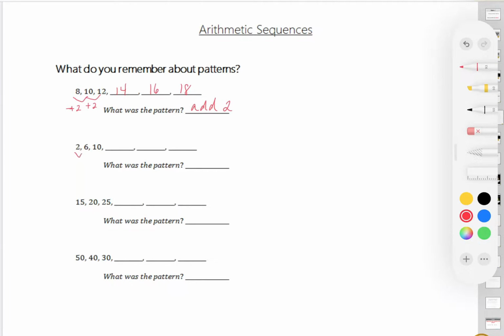Go ahead and try the same thing here. From 2 to 6, from 6 to 10, what's that pattern? In this pattern here, they are adding 4. 2 plus 4 is 6, 6 plus 4 is 10, 10 plus 4 is 14, plus 4 is 18, plus 4 is 22. So again, there's a pattern, and the pattern is that we add 4. Okay, go ahead and try this next one on your own. Once you figure out the pattern, you can write that on your own paper or in the Go Formative, and then tell me the next three numbers of that pattern.